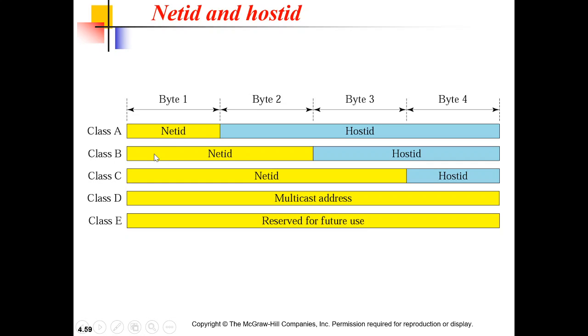Then for class B, net ID is represented by 2 bytes and host ID is represented by 2 bytes. For class C, net ID is represented by 3 bytes and host ID is represented by 1 byte. For class D and class E, there are no net ID and host ID.